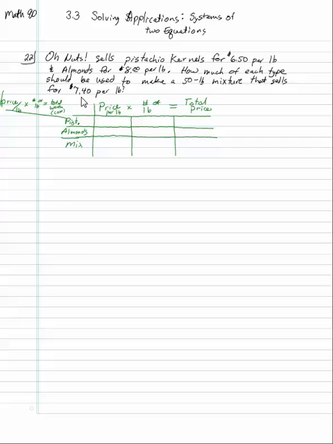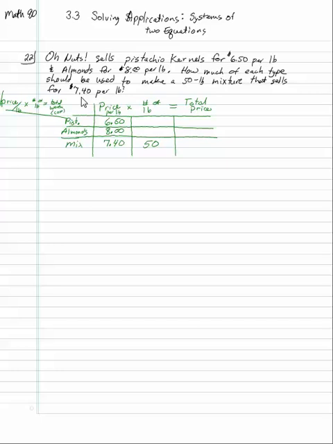And so now this is a good way to organize the information. Pistachios are $6.50 per pound. Almonds are $8 per pound. The mixture, we want it to be $7.40 per pound. We're going to make a 50-pound mixture. And that's all we're given.